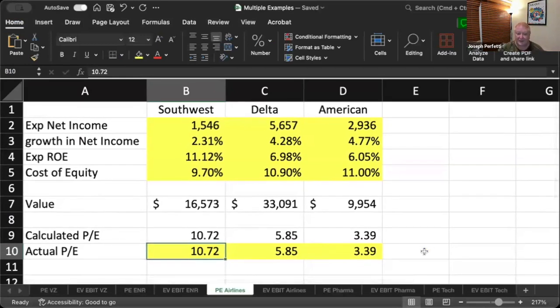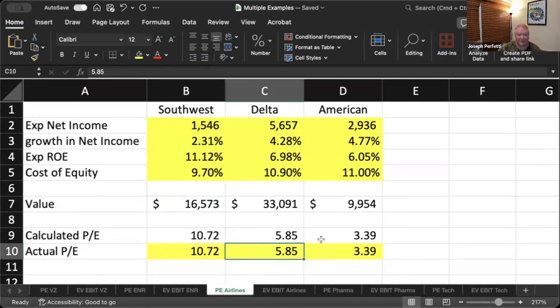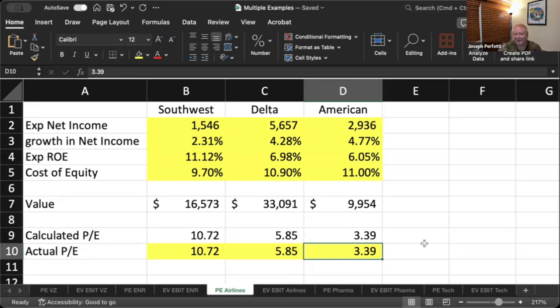Okay, so here's the analysis that we're going to do. Okay, and so the idea is using the key value driver equation, just like an as is, we match mathematically the multiple that we see in the real world. So Southwest PE was 10.7 times next year's earnings. Delta was trading at 5.85 times next year's earnings. American was trading at 3.39 times next year's earnings. In fact, it's the sad state of American Airlines that, as somebody said earlier, you can buy all of American for about 3 years worth of net income. That's all they're worth. The next 3 years, that's it.